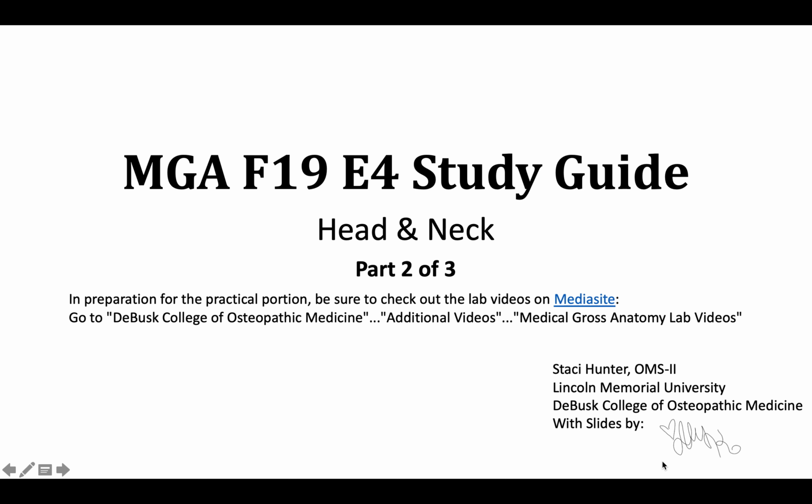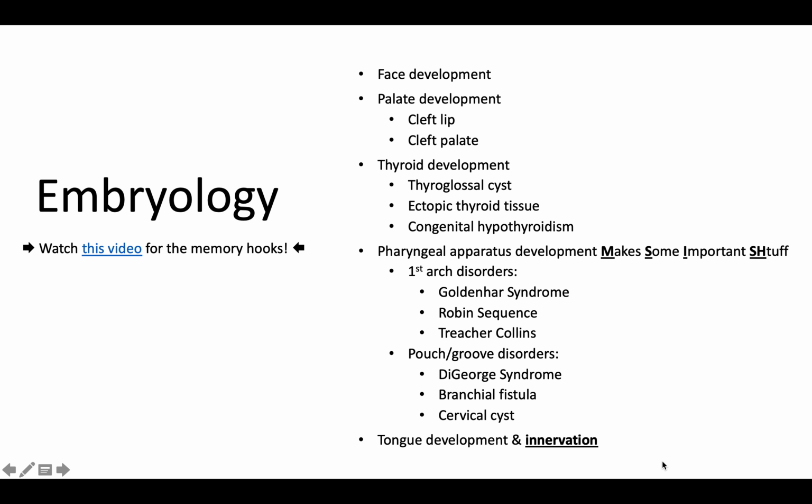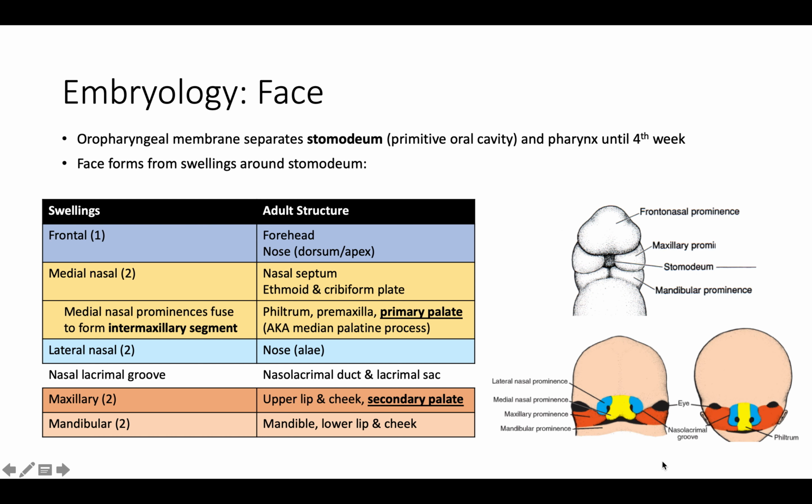This is part 2 of 3 of head and neck anatomy. Okay, so we need to go through embryology first and talk about the face development, palate development, thyroid, pharynx, and then the pouches and grooves. Okay, so let's start with the face.